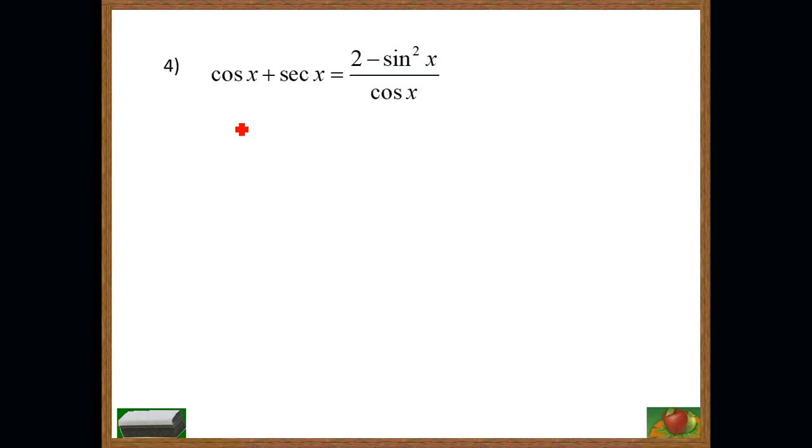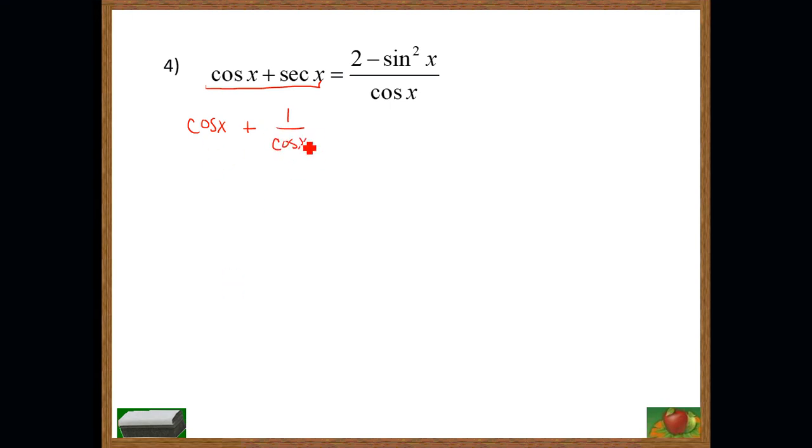It doesn't matter which side you choose. You could totally choose the other side if you wanted to and start working it till you get there, okay? But I'm going to choose this side. What about the cosine x plus a secant we could turn into 1 over cosine.